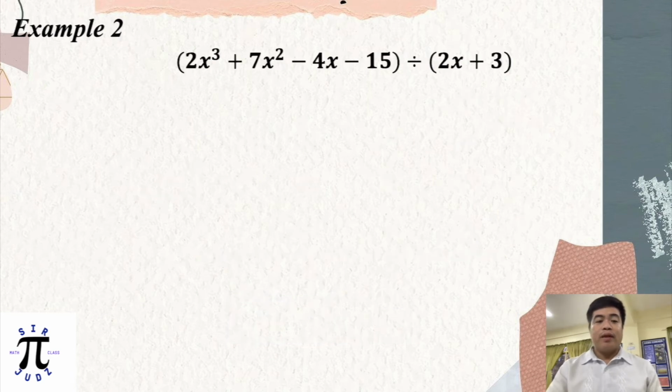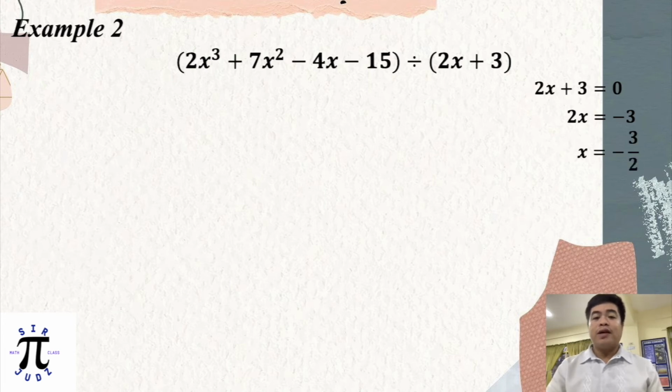Example number 2. Suppose you have 2x cubed plus 7x squared minus 4x minus 15 divided by 2x plus 3. So, same process. Your divisor is 2x plus 3. Equate mo siya by 0. And then solve for x. Okay, transpose yung 3 to the right, so it will become negative 3. Divide both sides by 2, so your x will be equal to negative 3 halves.